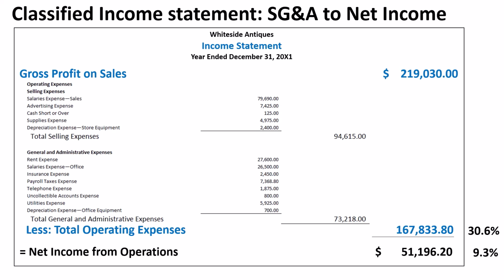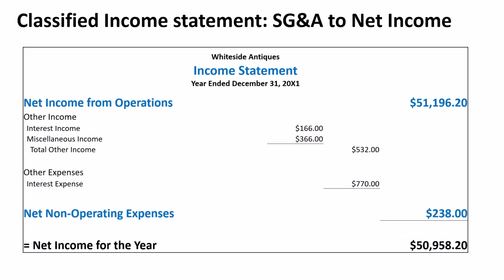We don't really know whether 13% is high or low unless we compare the financials for this period to a prior year, the forecast for this year, or to another company in the same industry. After adding other income and subtracting other expenses, we arrive at net income. For Whiteside Antiques, other income and other expenses are very small. But watch out for financials where non-core income and expenses are significant. You will want to understand why these non-core amounts are so large.